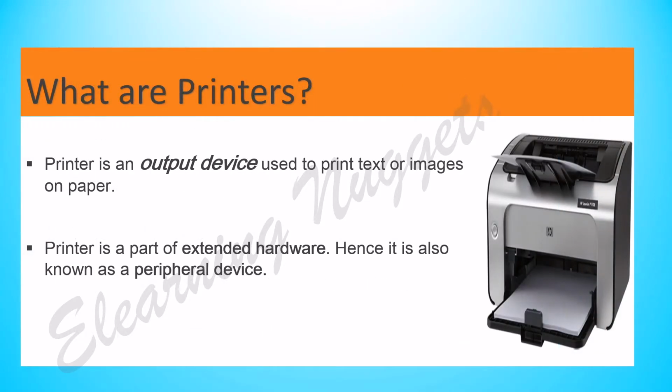What are printers? Printer is an output device used to print text or images on paper. What is an output device? Yes, output device is a device used to display results. Which is the other output device you know? Are you able to recollect? Yes, the monitor is the other output device that we have learnt in the previous video series. So printer and monitors are output devices.